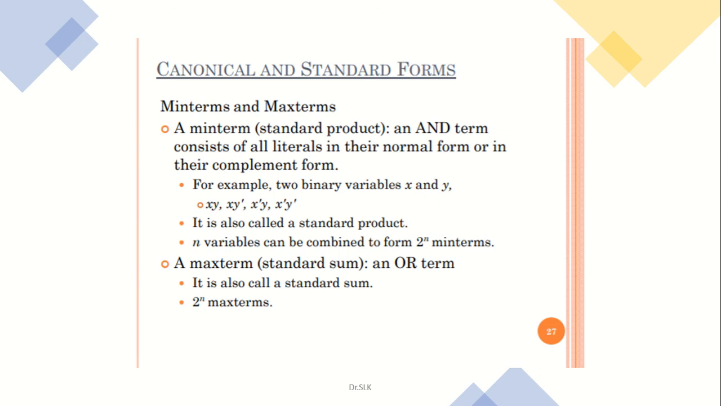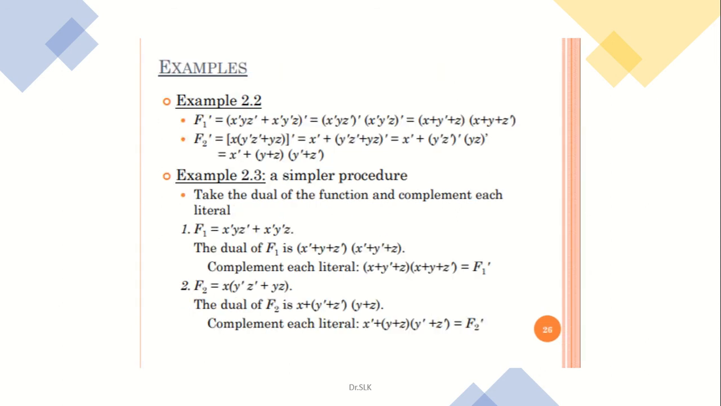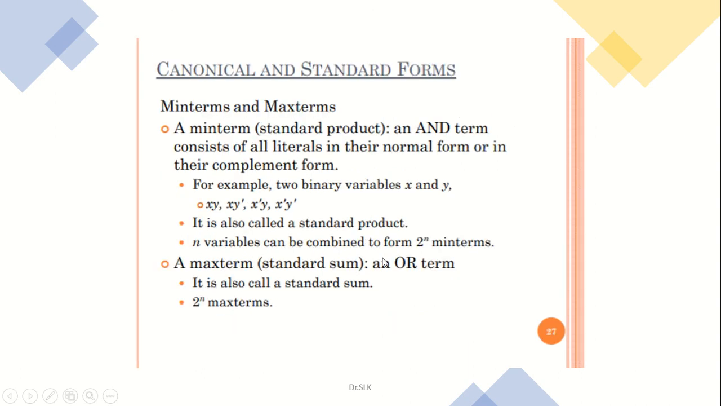The next topic is canonical and standard forms. There are two different types of forms, as I've already indicated: the sum of products and the product of sums. Here you will be having two terms, min terms and max terms. Min terms is a standard product procedure, and max terms is a standard sum procedure.